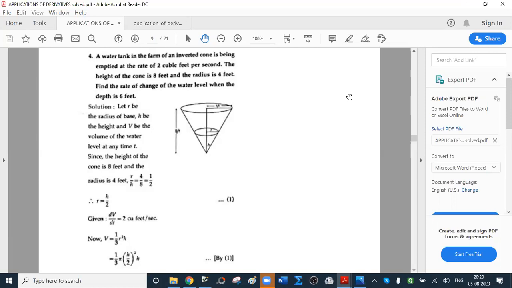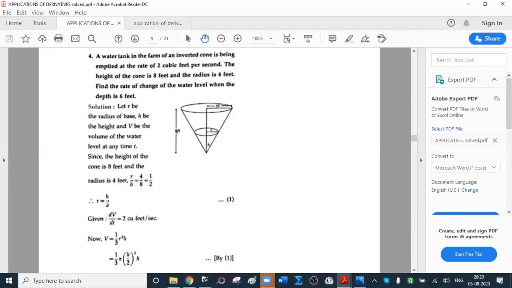See the diagram. Let R be the radius of the base circle, H be the height, and V be the volume of the water at any time t. Now height of the cone is 8 feet and the radius is 4 feet. So by similarity of triangles, these two triangles are similar, this bigger one and smaller one. I can say that R upon H is what? 4 upon 8. Remember, we are interested in obtaining a univariate function, that is a function of only one variable. Here there are two variables, so using this, we express one in terms of the other. So that gives me R equal to what?